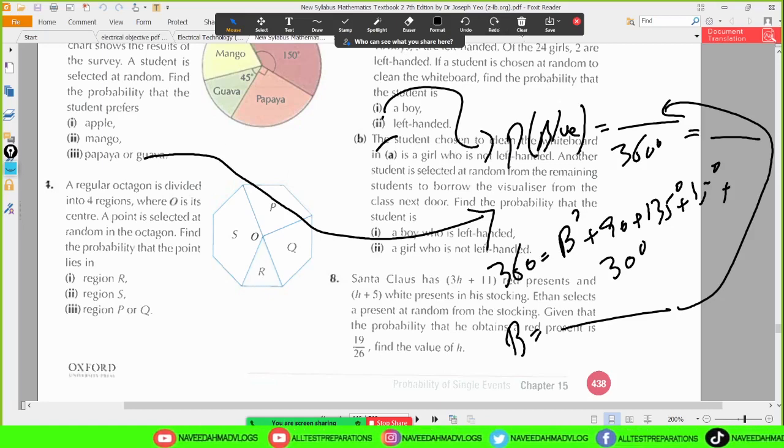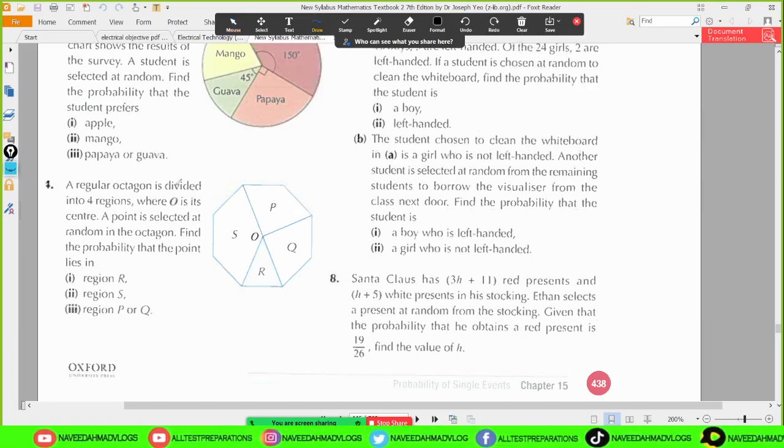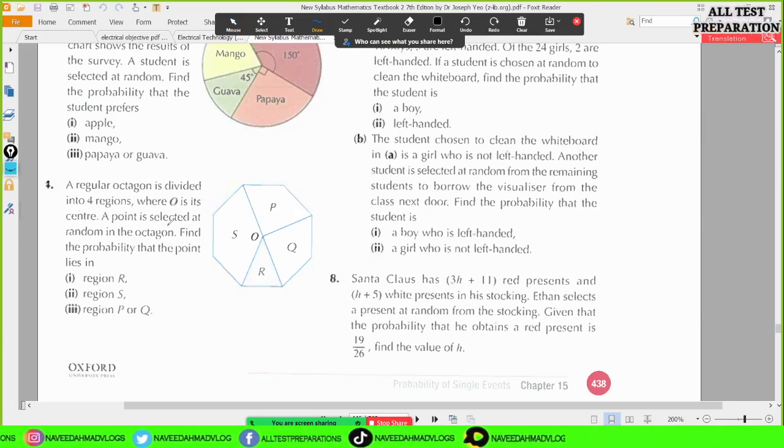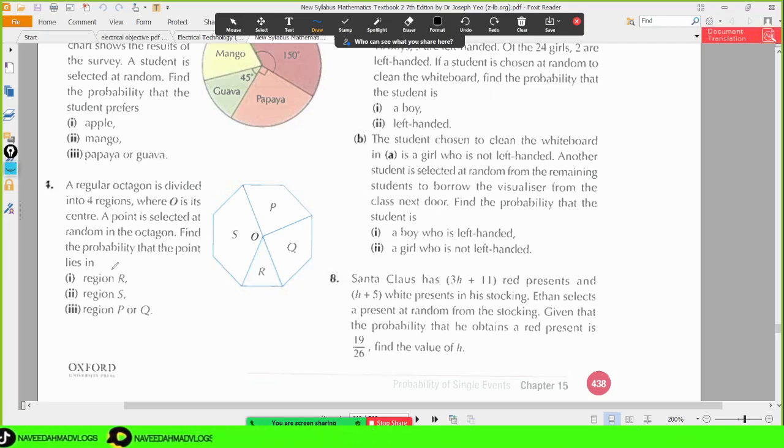A regular octagon is divided into 4 regions where O is its center. A point is selected at random in the octagon. Find the probability that the point lies in region R. So it means that you will need to find this region out of total region. Okay.